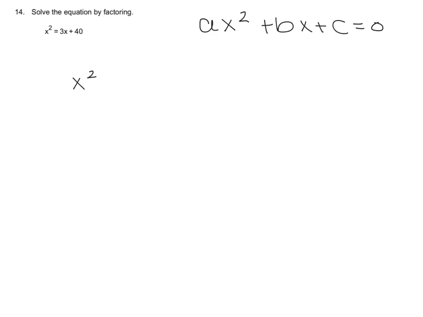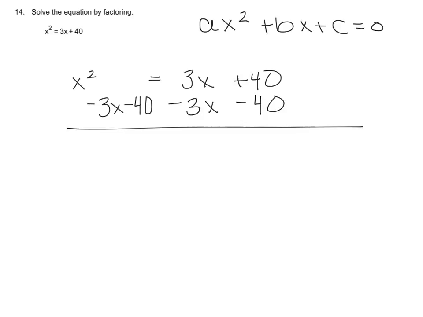So I have x squared equals 3x plus 40. And I can subtract both of these terms to move them to the left side of my equal sign. On the right side, they cancel out and leave me with a 0. And on the left side, I have x squared minus 3x minus 40.